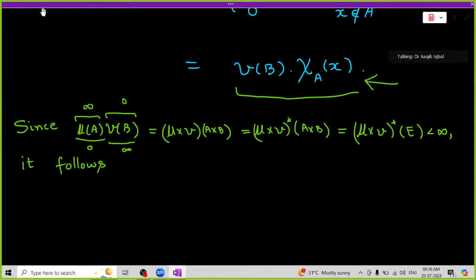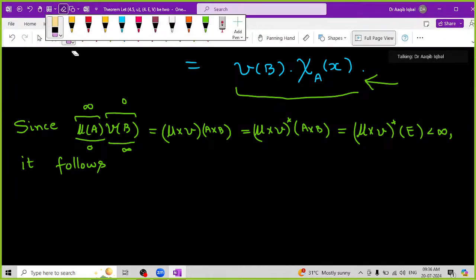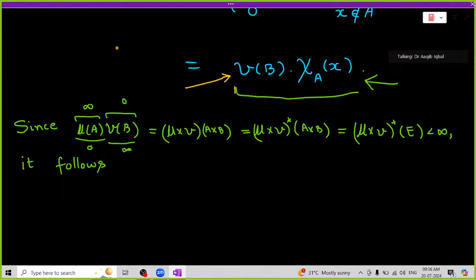ठीक है, लेट्स फर्स्ट कंसिडर दिस व्हेन म्यू ए इज इन्फिनिटी एंड न्यू बी इज जीरो। ठीक है, तो यहां मुझे बताइए क्या मिलेगा आपको। न्यू बी इज जीरो, यहां से आप मुझे क्या बता सकते हैं, व्हाट विल बी दिस फंक्शन? It will be a zero function, rather the zero function, and zero function is again integrable. So in this case also we are okay. What about this situation when mu a is zero and nu b is infinity?